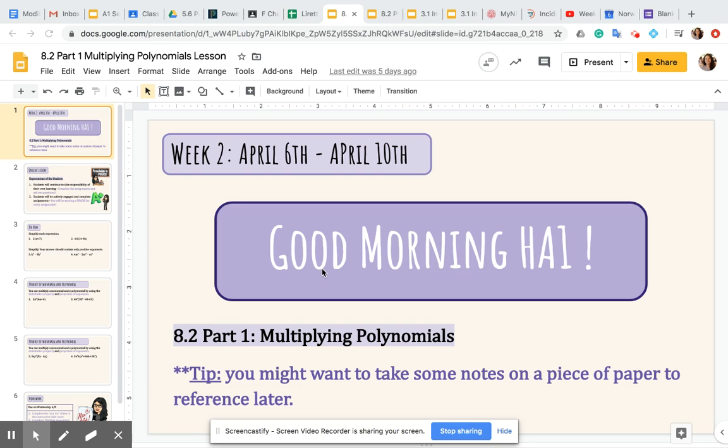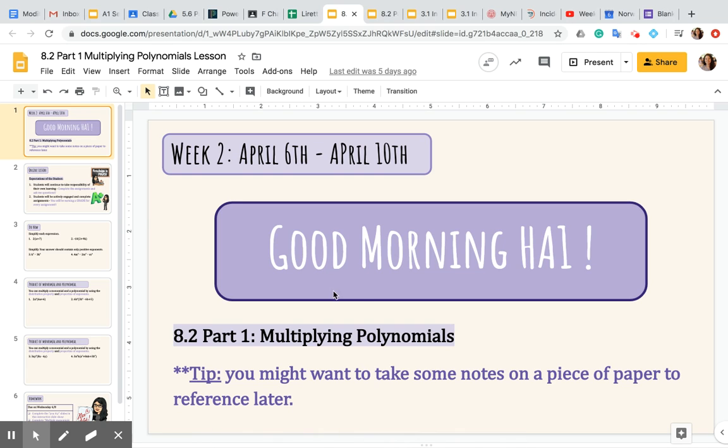Good morning, everybody. So we're going to go ahead and move forward with the next section that we're going to cover here, which is section 8.2. I'm going to split this section into two different parts, because I'm trying to figure out the best way to approach these lessons electronically, and I just think that splitting it up will be easier to teach this way. It'll also make it a little bit easier to do the problems.